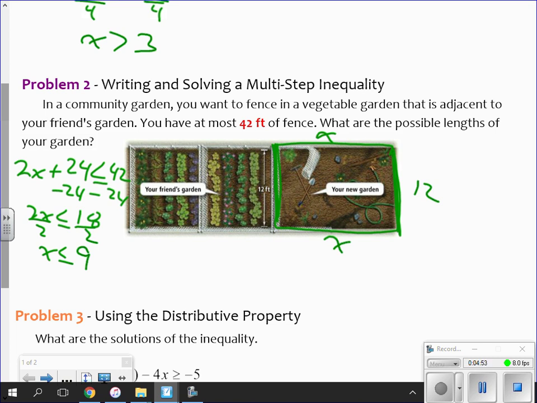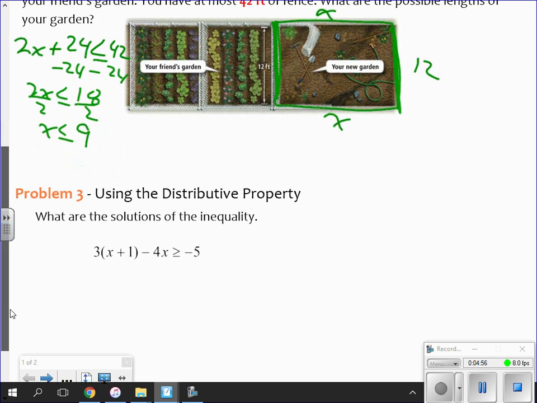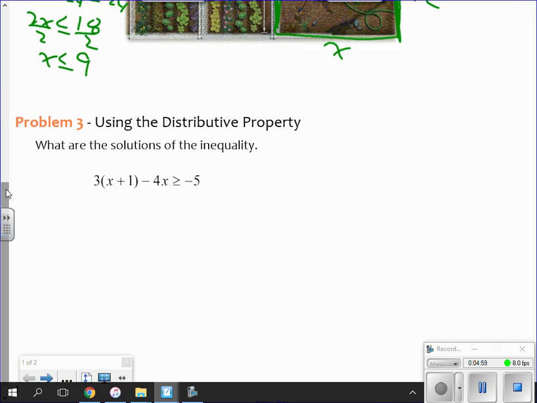Okay, questions on that? We've done problems like this before. The only difference is now we don't have an equal sign, we have an inequality. The process is the same. So what's my first step on this one? I want to get rid of my parentheses, so I distribute. 3 times x, 3 times 1. 3x plus 3 minus 4x is greater than or equal to negative 5. Same steps.